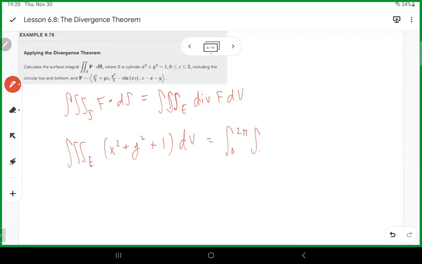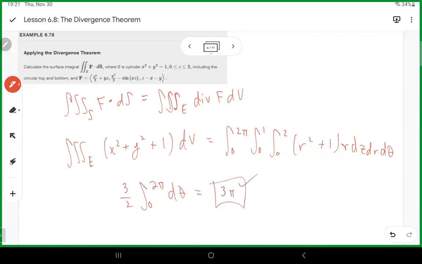0 to 2 pi, 0 to 1, 0 to 2, r squared plus 1, r dz, dr, d theta. So then that just becomes 3 halves on the outside, 0 to 2 pi, d theta, which is just 3 pi. Right?